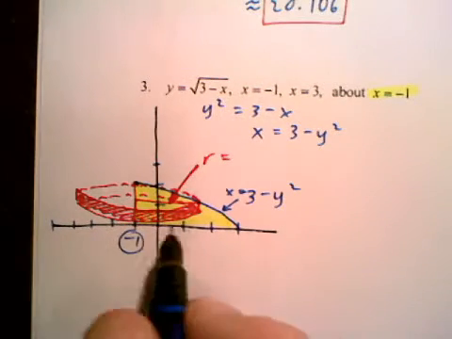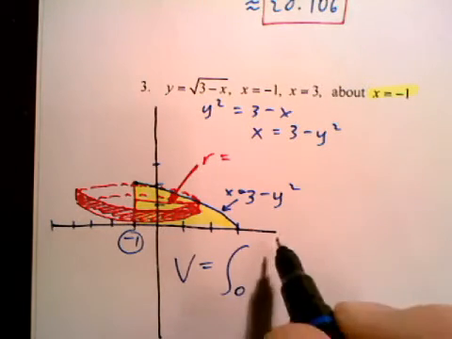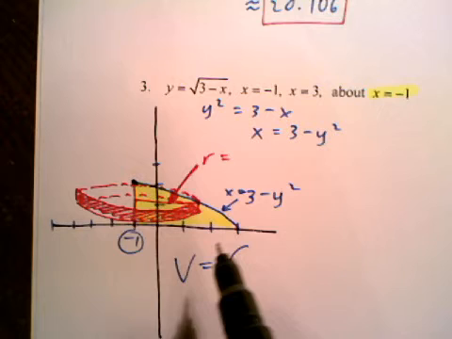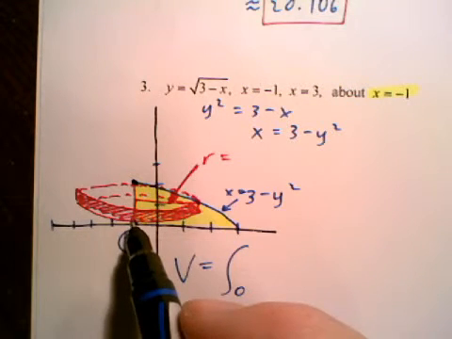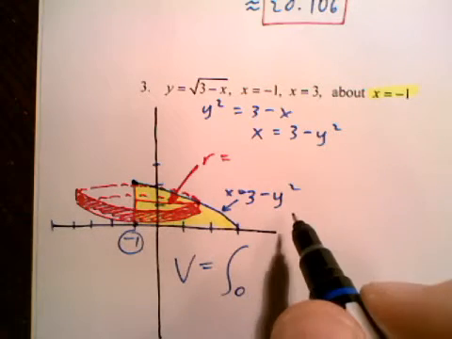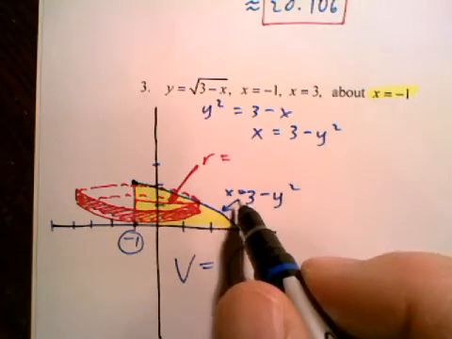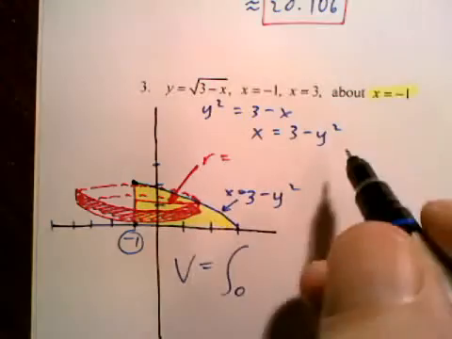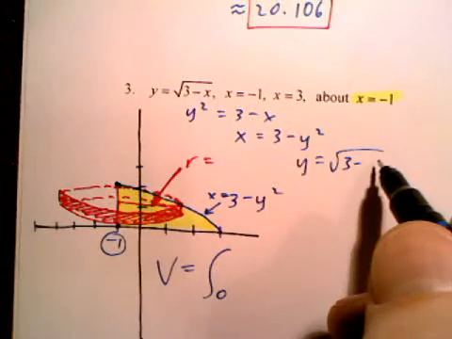Well, where does this end? We're going to integrate from 0 to what? How do we know what the y value is if we know the x value? To get the y value, you plug in the x value. Let's plug it into the original equation. If we know x, y equals the square root of 3 minus the x value.